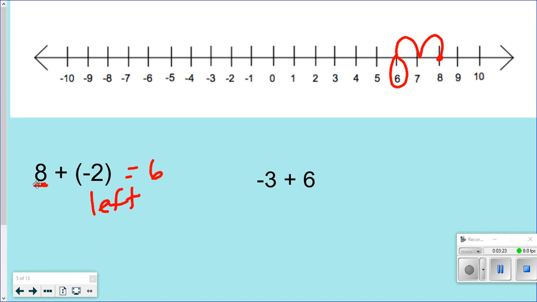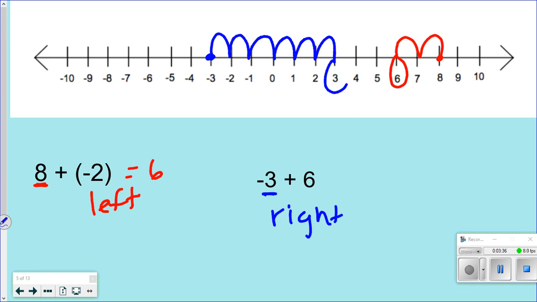Okay, the next one I'm going to do is this one right here. So -3 plus 6, I'm going to find -3 on the number line. And if I'm adding a 6 to it, that's a positive. I'm going to move to the right. 1, 2, 3, 4, 5, 6. My answer is going to be a 3.